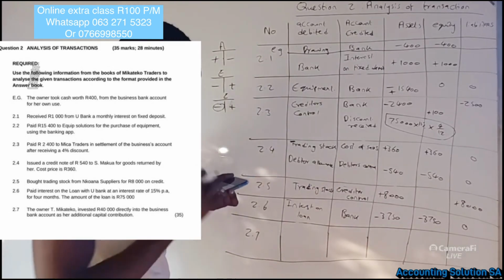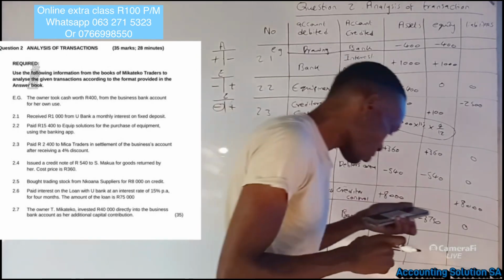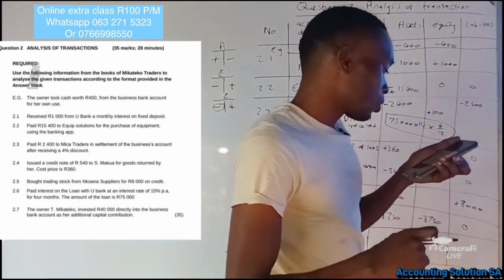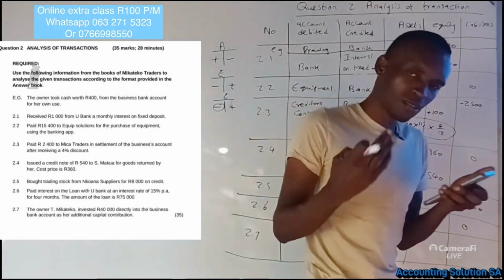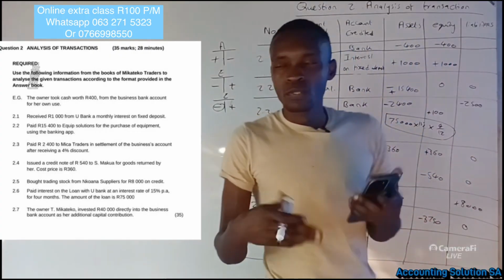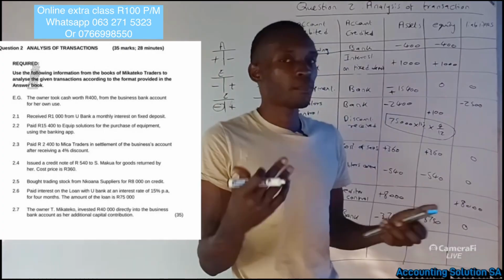Okay, then the last one: the owner Team Miteko invested 40,000 directly into the business account as her additional capital contribution. What do you think about this one? Think about it while I'm explaining this.